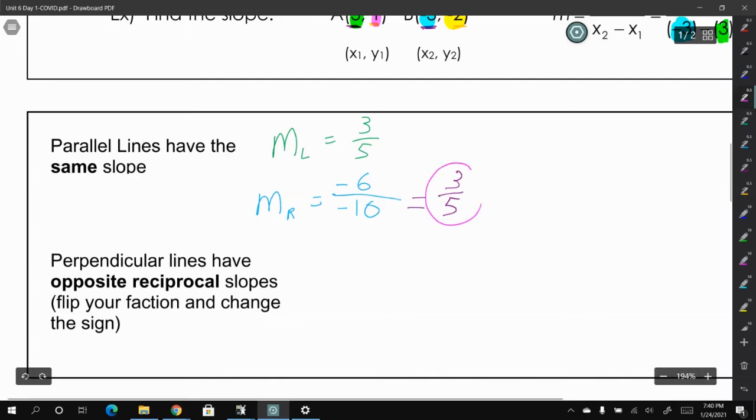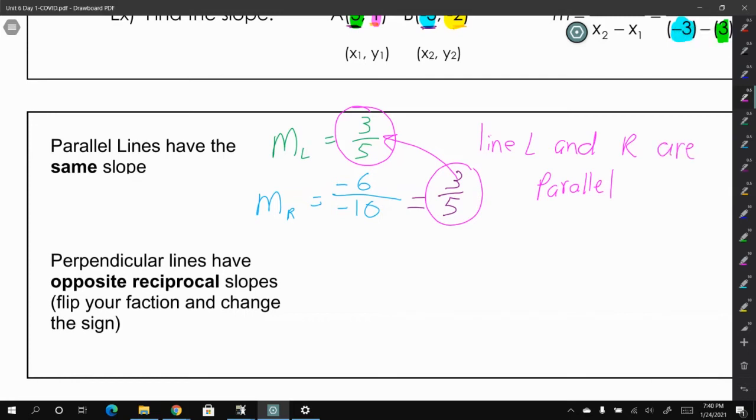So since these match, lines L and R are parallel. Now, obviously, if you were just given points, you would have to calculate the slopes first. I just wanted to show you what that would look like to have the slopes that are the same. That one doesn't usually give people any issues.